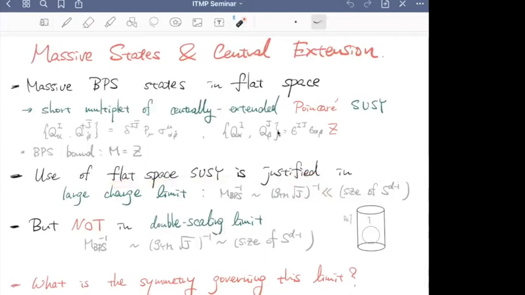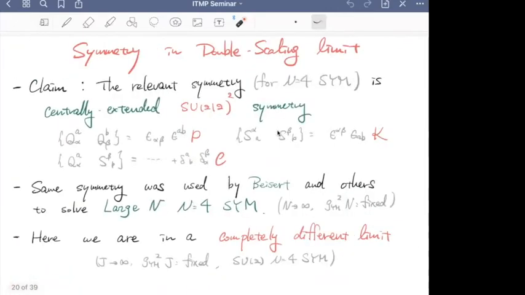However, the use of this flat space SUSY is not really justified in the large charge double scaling limit, because if you estimate the mass of the BPS particle directly in the double scaling limit, it's going to be given by, again, the same expression, but now because of the double scaling limit, this is actually order 1. So the BPS particle should know about the curvature of AdS. Then you can ask the question, what is the symmetry governing this limit, if that is not the flat space supersymmetry? And there is actually a very simple answer to this question.